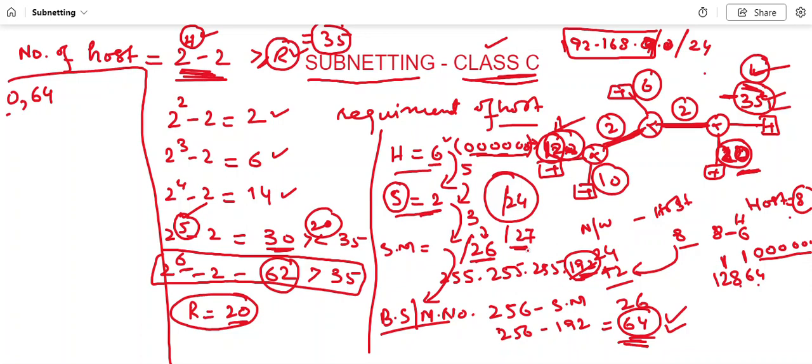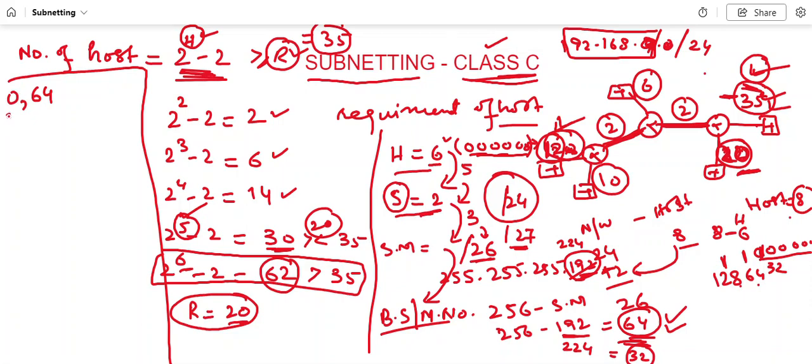and if /27 means 3 bits are on, 128 plus 64 plus 32. So we have the value here, 224. Subnet mask is 224. Instead of 192 you will subtract 224 from 256 and you will get the value 32. That is the block size. The subnet mask is /27.